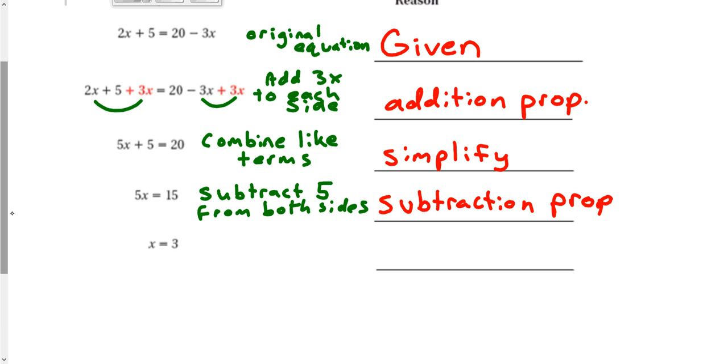And then that last step, going from 5x equals 15 to x equals 3. What do we do to get there? We would divide each side by 5. If we divide each side by 5, that is the division property.